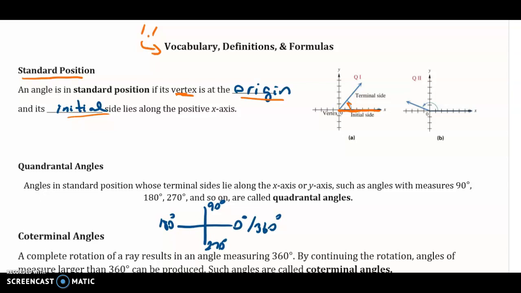So if your vertex is at the origin and your initial side is here, and your terminal side is over here, then that would be considered in quadrant 2 for your angle measurement. The next thing I want to talk about is quadrantal angles. So these are the angles that land on the x or y axis. And those are kind of also a big deal in trigonometry.